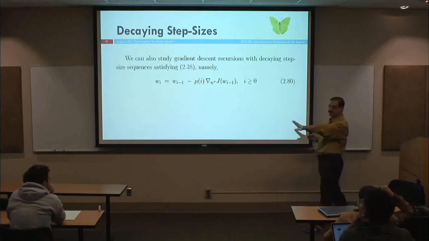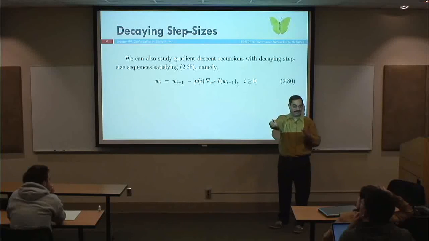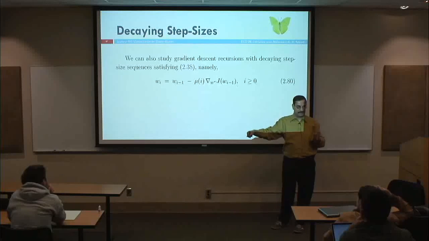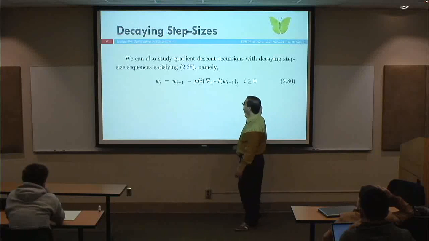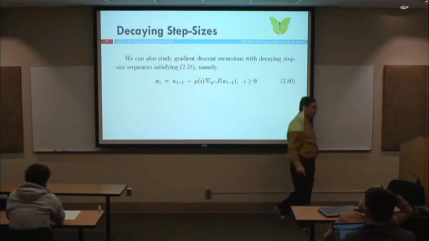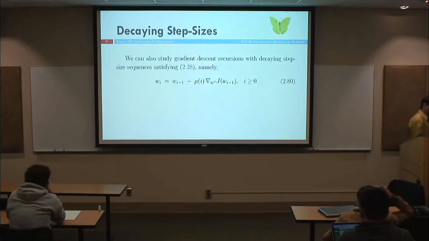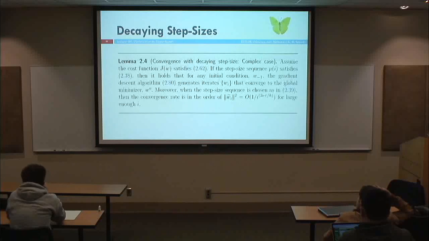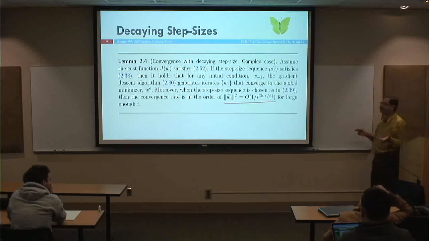So that's for constant step sizes. And then you can similarly extend the result for the decaying step size case, right? For the decaying step size case, you put the mu of I here. Again, you can show that if this mu of I satisfies both conditions, the series diverges and mu converges, then the algorithm will converge, and you also have an expression for the convergence rate.